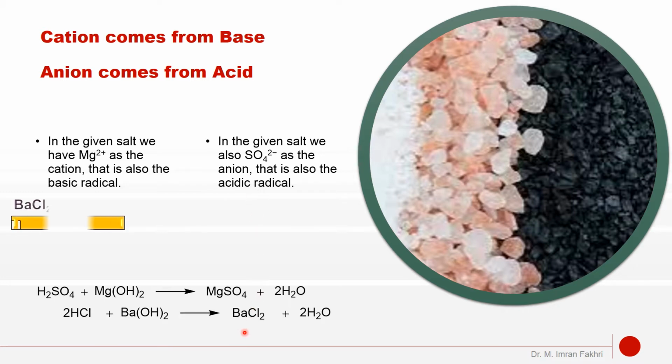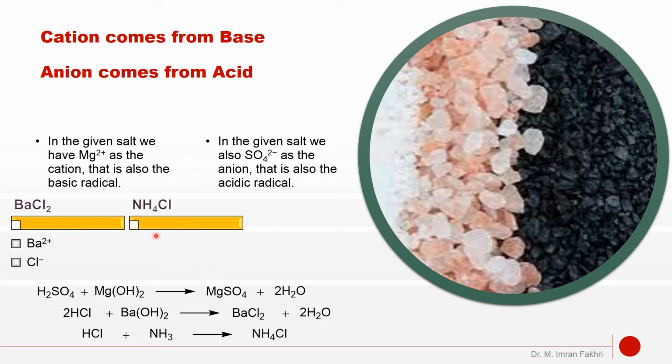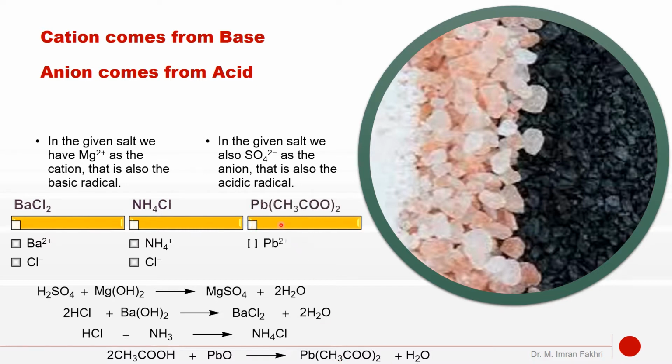Another reaction in which barium chloride is being formed. The salt barium chloride contains barium 2 positive ion as its basic radical, and the chloride ion is the acidic radical. Similarly, when ammonium chloride is formed, the ammonium ion is the basic radical and the chloride ion is the acidic radical. When lead oxide reacts with acetic acid, it is going to form lead acetate. In lead acetate, we have lead 2 positive ion as basic radical and the acetate ion as the acidic radical.